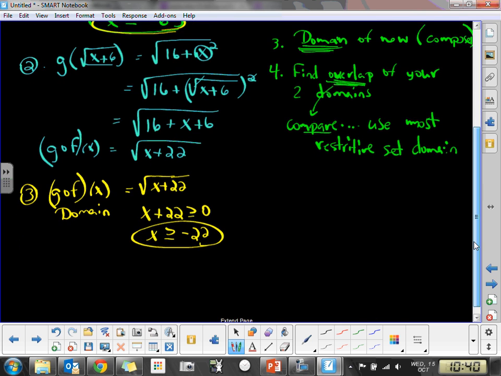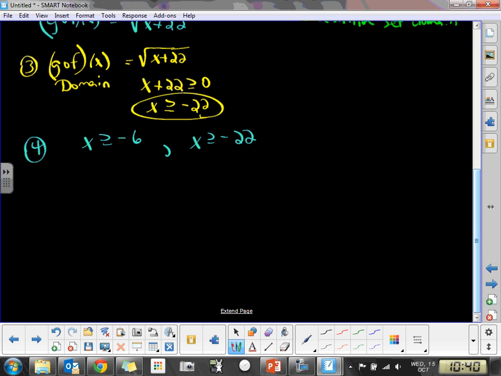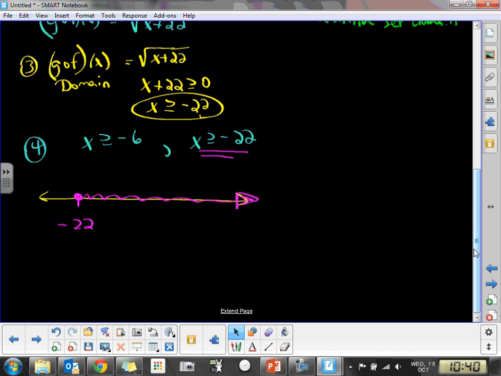So in step number 4, I'm going to compare these. I had one domain restriction that said x had to be greater than or equal to negative 6. The second one was x is greater than or equal to negative 22. I'll illustrate this a couple different ways. Number 1, I could show you on a number line what these domains look like. Taking the first one, x has to be greater than or equal to negative 22, solid dot, moving to the right to infinity. As long as we choose values greater than or equal to negative 22, it's defined. The other domain restriction was to choose numbers greater than or equal to negative 6. So here's my negative 6, greater than or equal to.